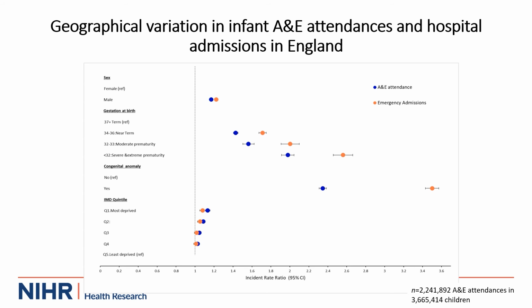And we've also found, this is a forest plot showing incidence rate ratios for the risk of infant accident and emergency attendance, that factors such as being born too early, so premature birth, or being born with a congenital anomaly are strongly predictive of accident and emergency attendance in babies.